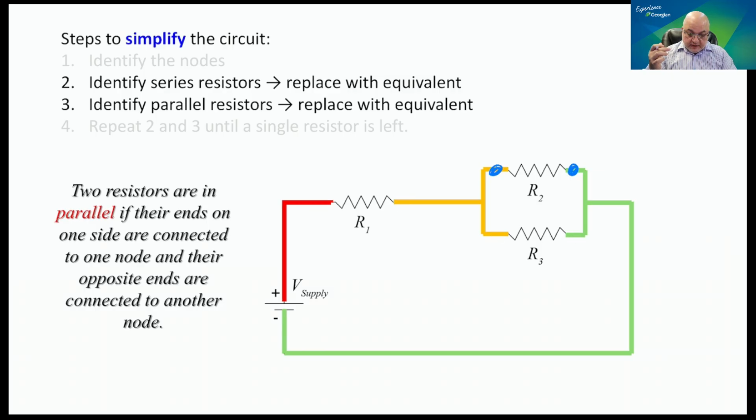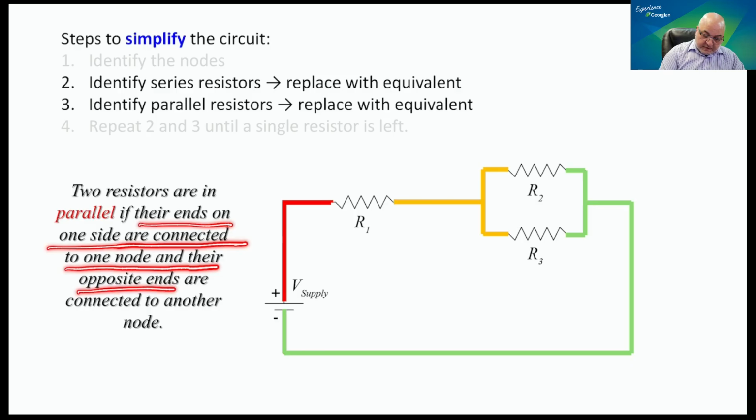So the rule is that two resistors are in parallel if their ends on one side are connected to one node and their opposite ends are connected to another node. I can see that R2 and R3 are in parallel, so let me explain how I apply this rule here.